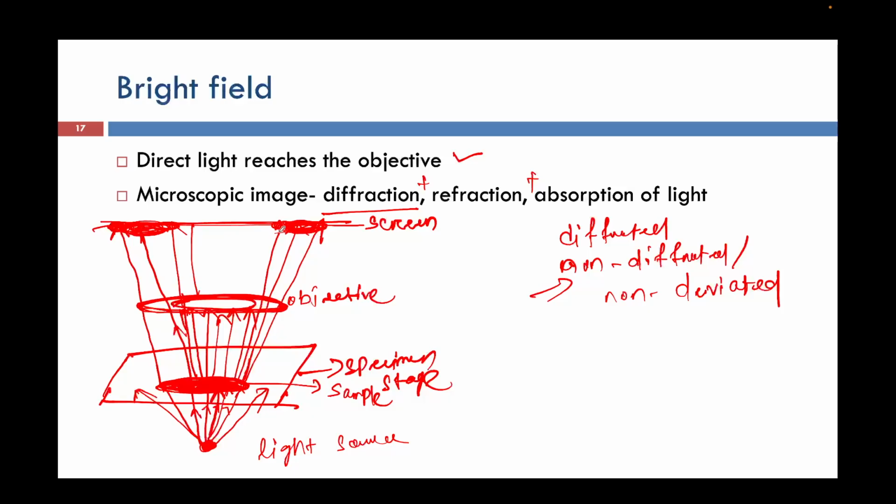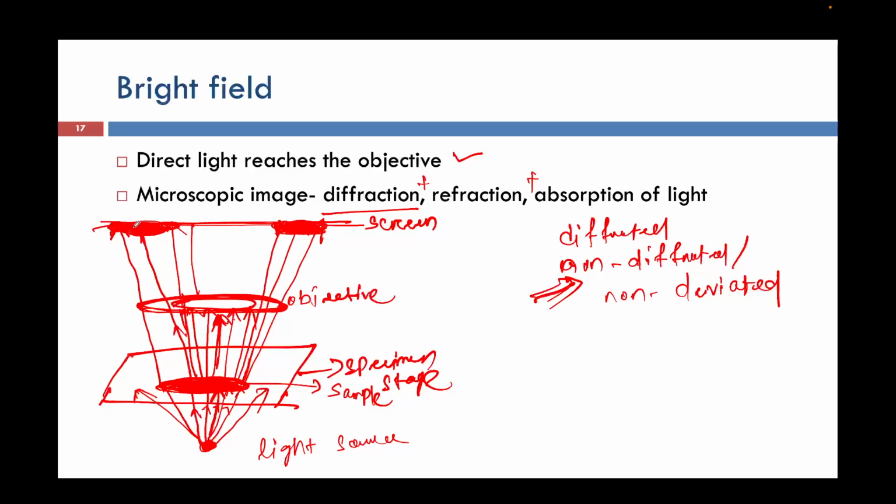And all the diffracted rays, which are going and interacting with your sample, are also captured by the objective, but they will not be able to give that much illumination, which the non-diffracted rays are giving. So on your screen, the non-diffracted rays are giving more intense illumination.